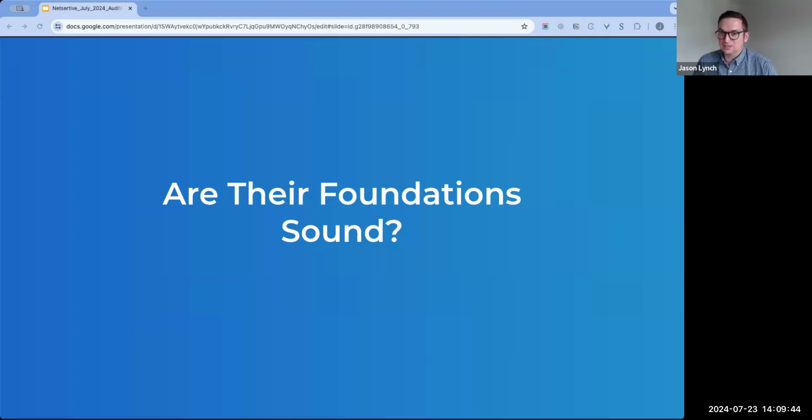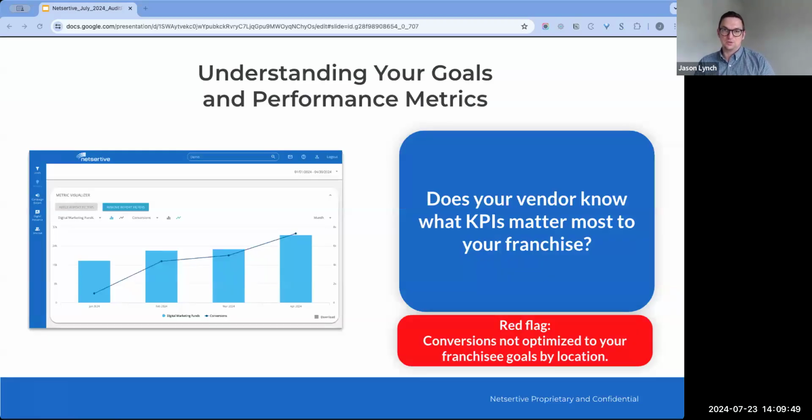So are their foundations sound, right? Are they doing the basics? And this is really all about understanding your goals and performance metrics. Zach said at the beginning, we talk to people that say, we weren't successful. We didn't hit our goals. They did not deliver on what they said they would deliver. And it's really about aligning and identifying the key performance indicators, right, of the program, and making sure that everyone involved is aligned on what that looks like.